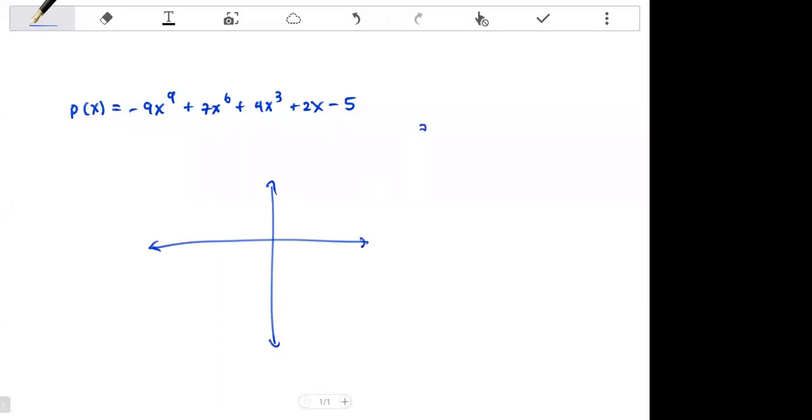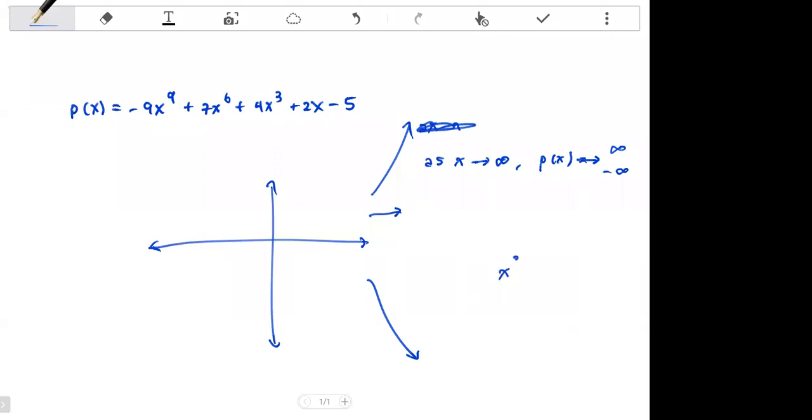As x goes to infinity, as x goes to infinity, so this way, what does p of x equal? P of x is going to be either infinity or negative infinity, right? Is it going to go this way or this way? Any guesses, or anybody know how to do this? Nobody? Okay.